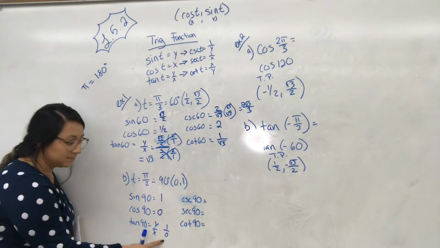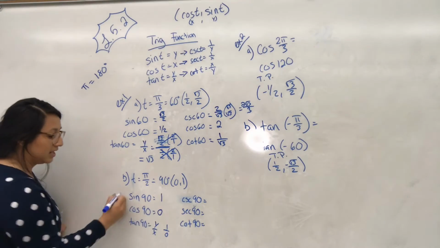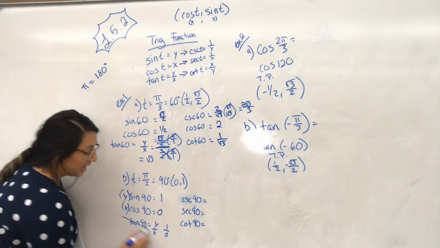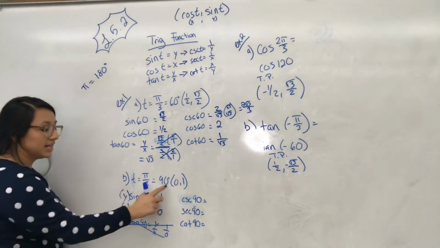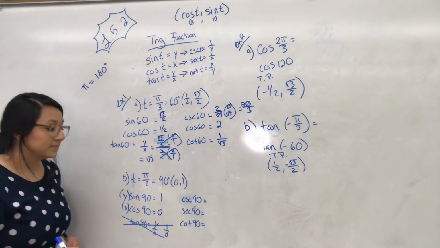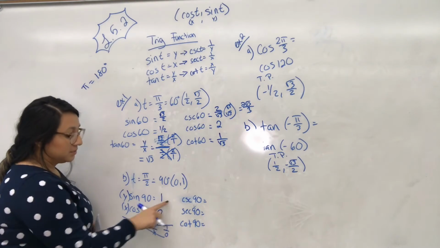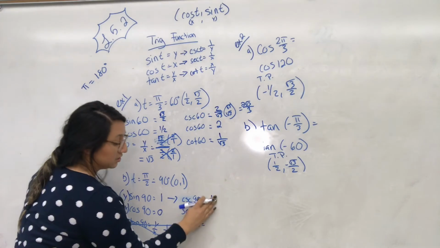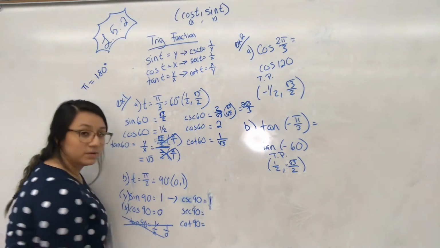If you notice here, if you just put exactly what you have here, y and x, you have 1 over 0. You cannot have 1 over 0, so in this case, 90 degrees does not have a tangent. Cosecant, so it's a reciprocal of your sine. 1 over 1 is still 1. So your cosecant is still 1.